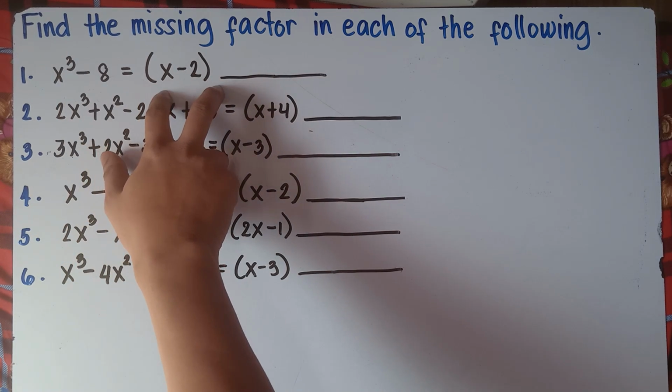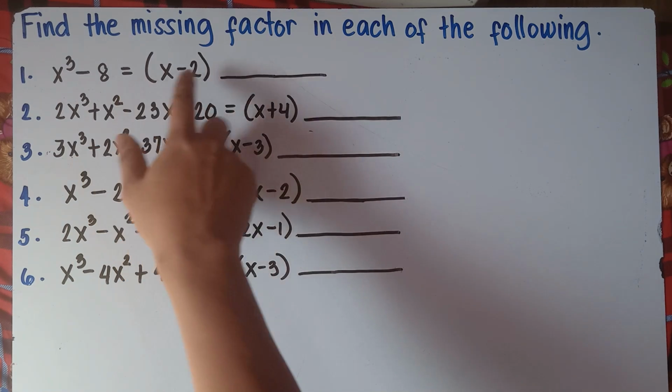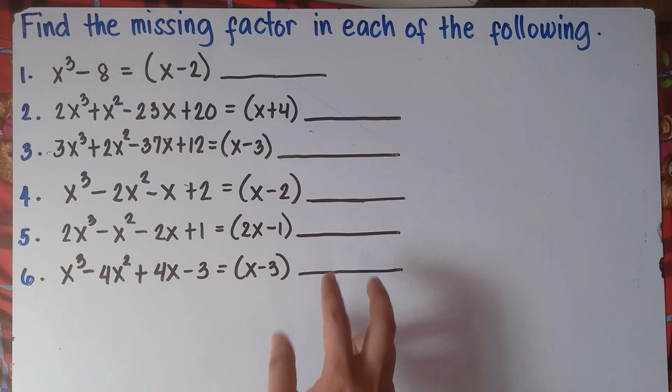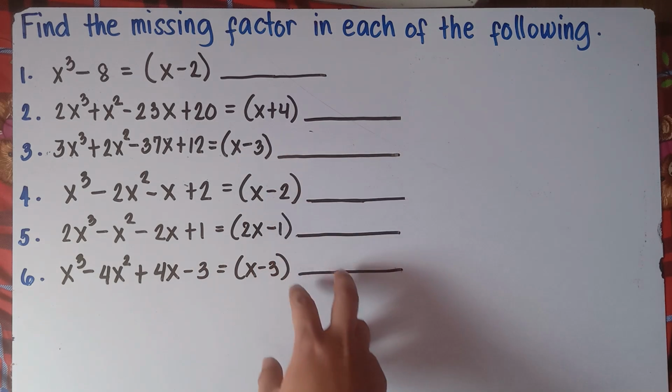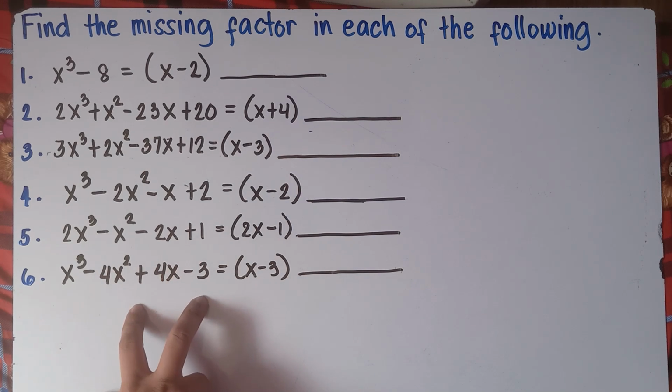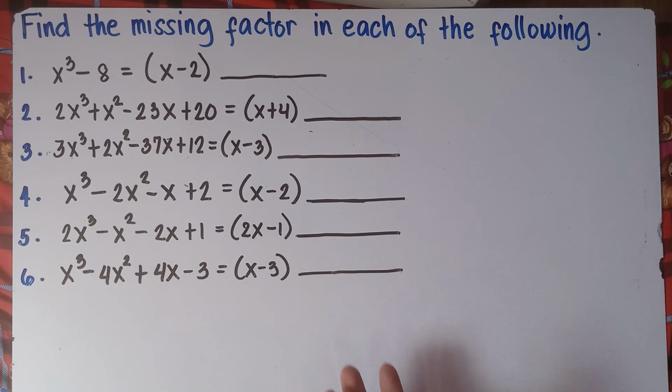So this x minus 2 on the right side of this equal sign, this x plus 4, x minus 3, x minus 2, and so on, this will be the divisor. And on the left side of this equal sign, this will be our dividend. So it's just like dividing polynomials, class. To find the factor easily, we just need to use the synthetic division. Alright, so let's start with number 1.